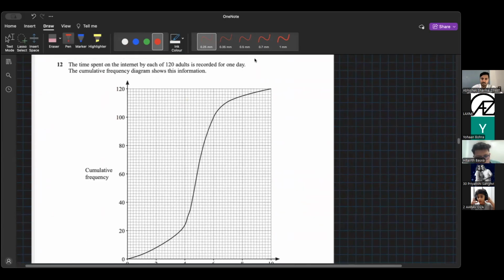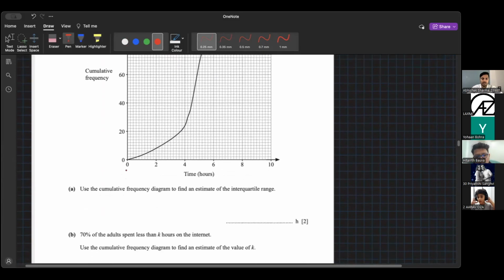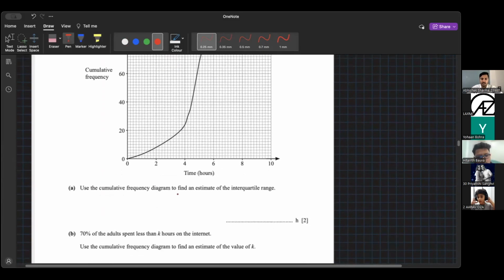Okay, sure, sir. Moving on to question number 12. It says the time spent on the internet by each of 120 adults is recorded for 1 day. The cumulative frequency diagram shows this information. Now it says use the cumulative frequency diagram to find an estimate of the IQR, interquartile range.